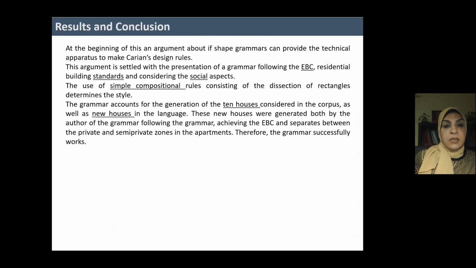At the beginning of this paper, the argument was about whether shape grammars can provide the technical apparatus to make Kirian's design rules. This argument is settled with the presentation of a grammar from the Egyptian building code, residential building standards, and considering the social aspects. The use of simple composition rules, we don't have to make complicated ones. We can use just simple compositional rules of these rectangles to determine the style.